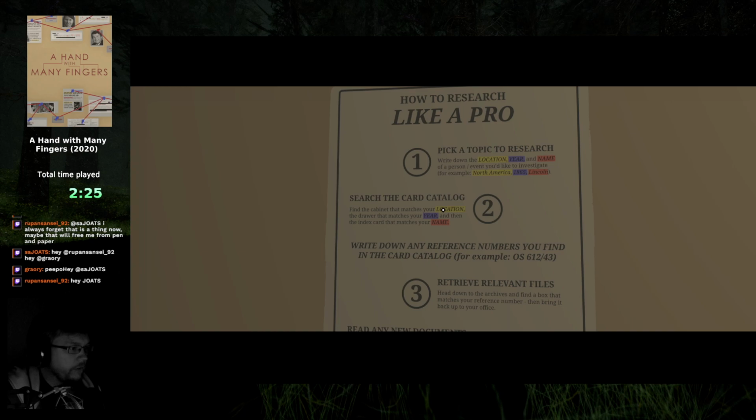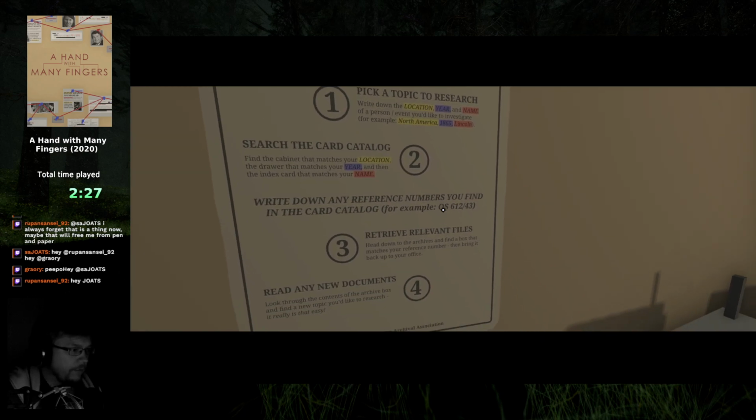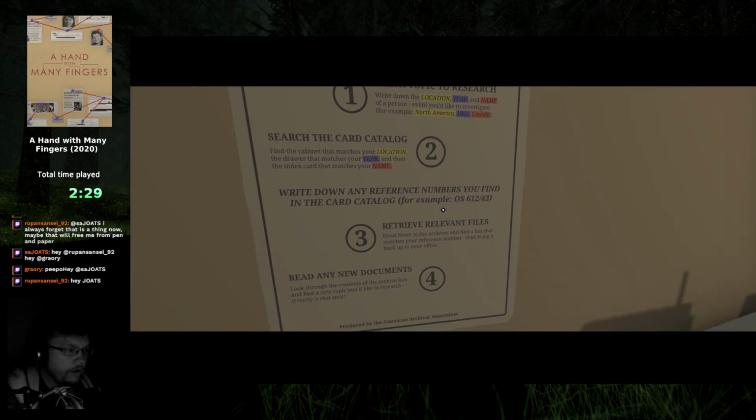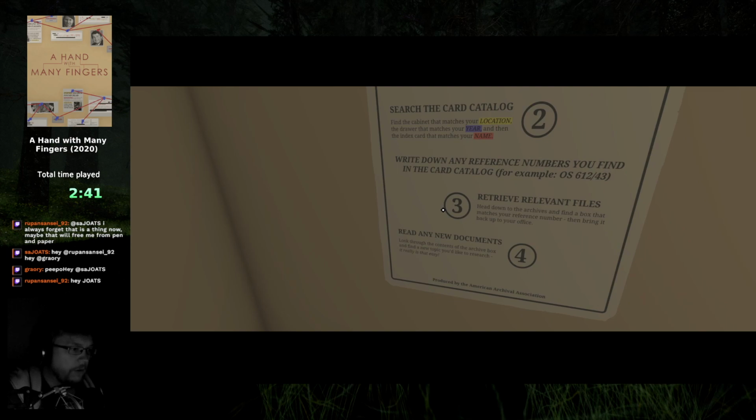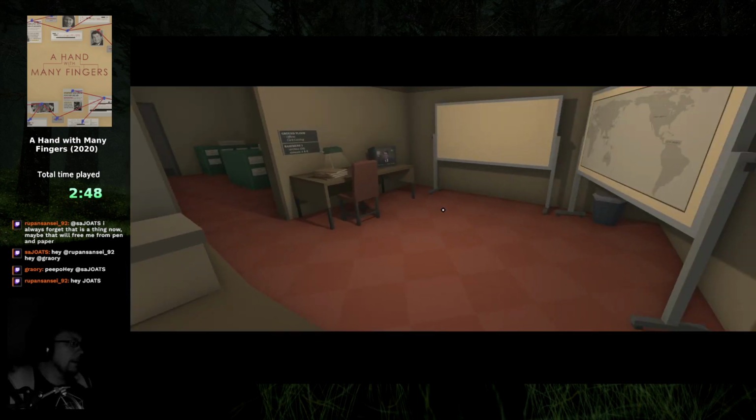Write down any reference numbers you find in the card catalog. Example, something like that. Retrieve relevant files. Head down to the archives and find a box that matches your reference number. Bring it back to your office. Read any new documents. Look through the new contents of the archive box and find any topic you'd like to research. It's really that easy. Also, even if I was running this on Steam and I could make notes, this is the way to go.